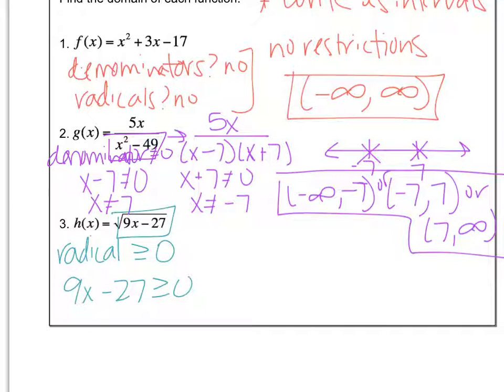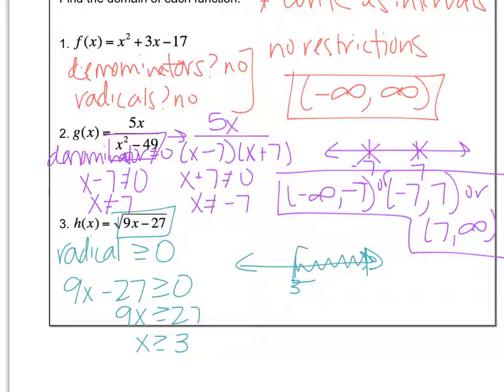Does that make sense to everybody? So then we get 9x is greater than or equal to 27. X is greater than or equal to 3. And again, it might benefit you to kind of think about that graphically. Whenever I do intervals, my brain works a lot better if I think about what that looks like. What does x greater than or equal to 3 look like? Parenthesis or bracket? Bracket. And which way am I shading? Right. To the right. So the interval is going to be from 3 on to infinity. 3 gets a bracket, infinity always gets a parenthesis.